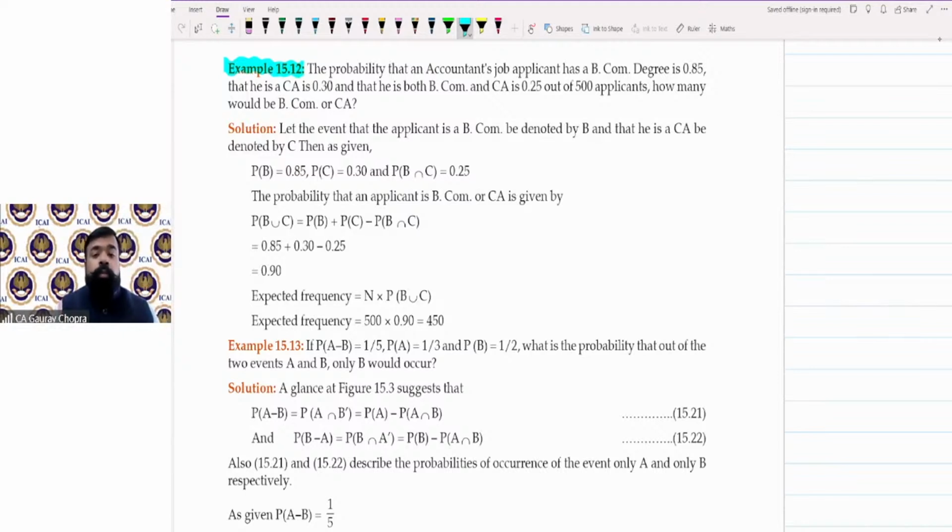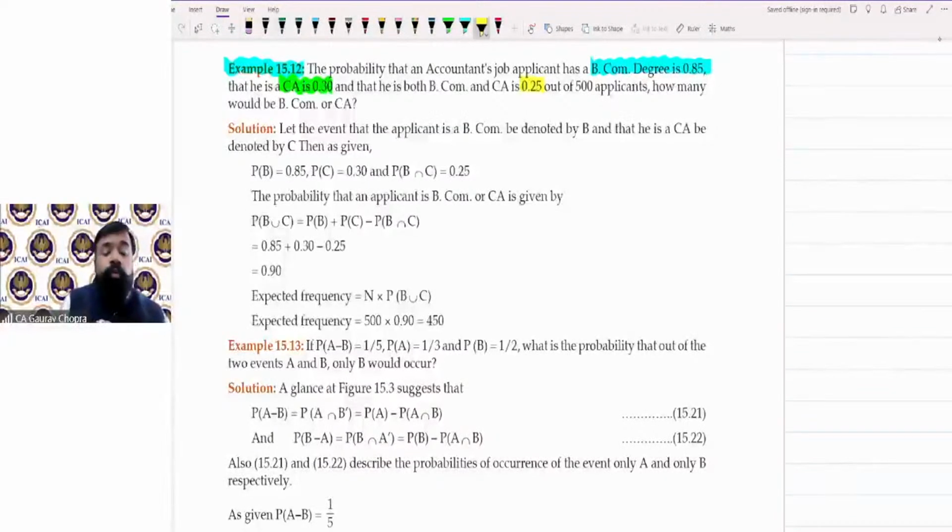15.12. The probability that an accountant's job applicant has a BCom degree is 0.85. So he is having the BCom degree, the chances are 0.85. And he is having a CA degree, the chances are 0.3. And he has both. Whenever both is written, it means common, it means intersection. So the intersection is given as 0.25. Then out of 500 applicants, how many would be BCom or CA?